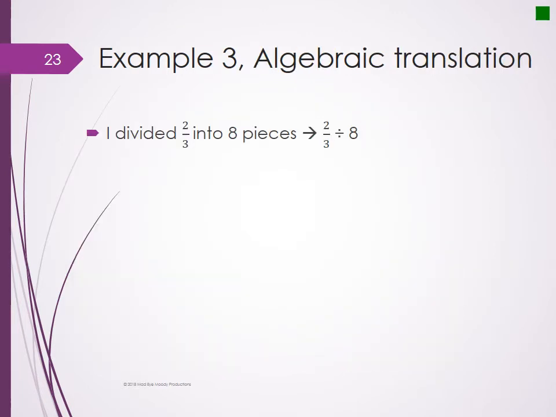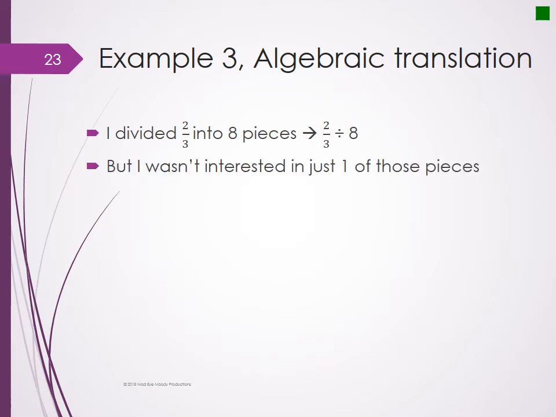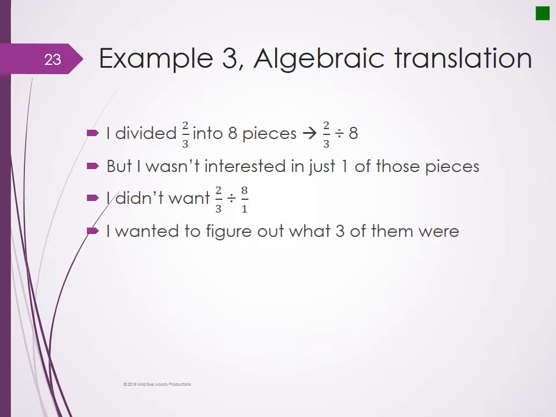Let's talk about this in terms of mathematical or algebraic terms. I took 2/3 of the cake and I split those 2/3 into 8 pieces or 8 sections. So I did 2/3 divided by 8. But I didn't want to know what just one of those pieces represented in terms of the whole cake. I didn't want 8 over 1. I didn't want to turn that whole number into a fraction. Instead, I needed to figure out what 3 of those 8 pieces were in terms of the whole. So I actually wanted 8/3.